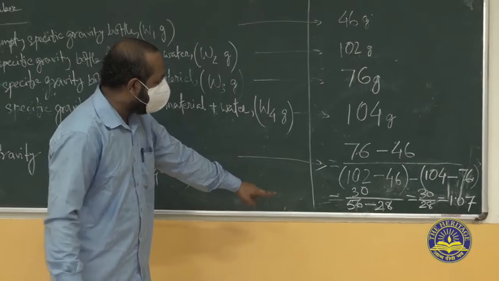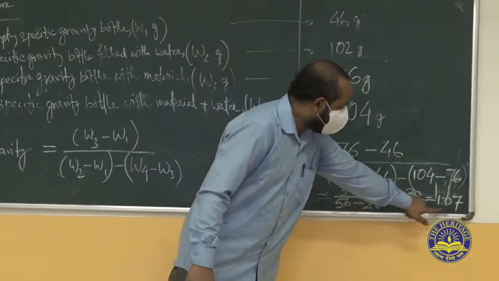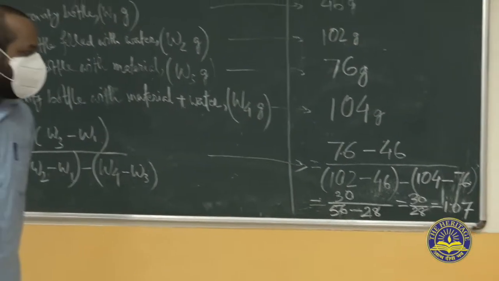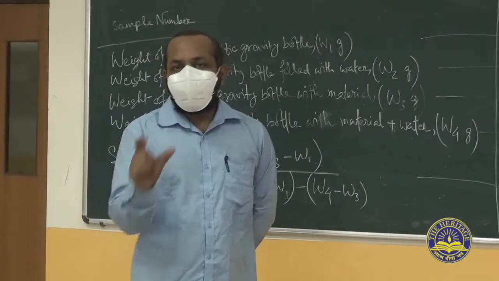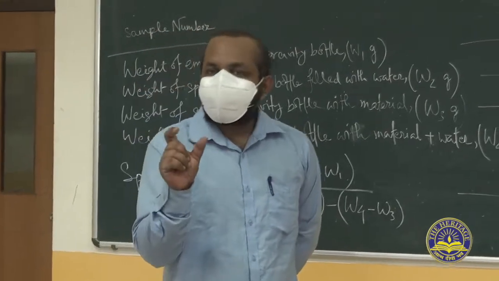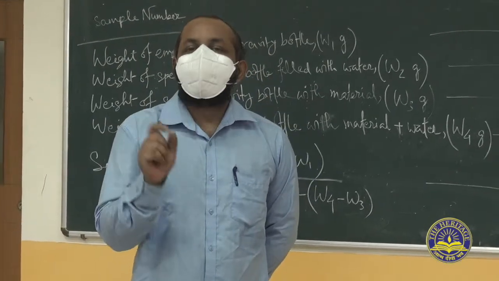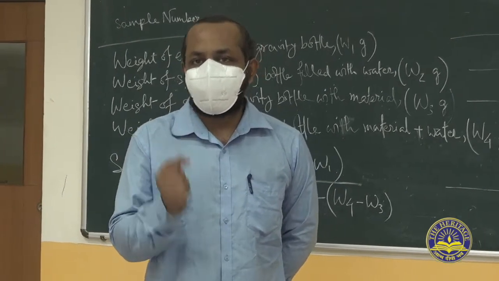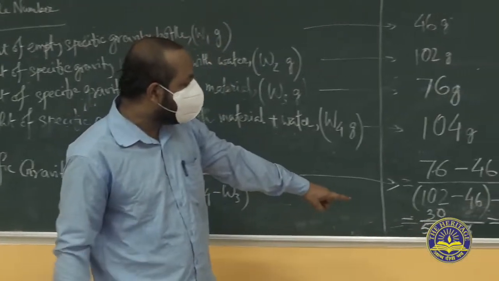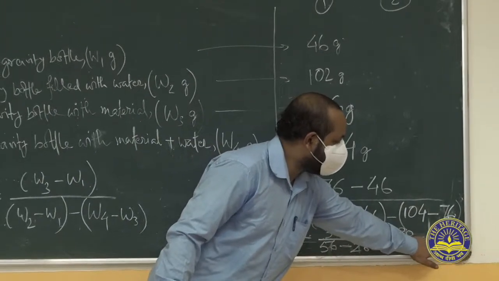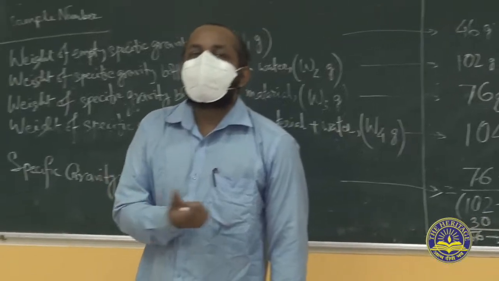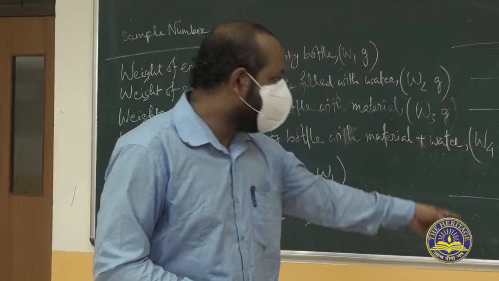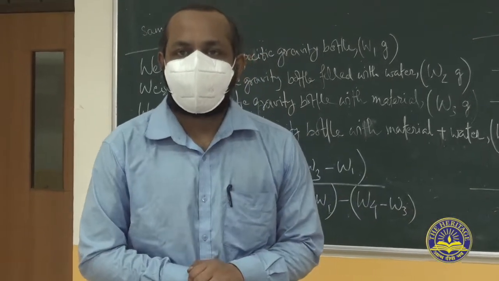After calculating all this, we will get the specific gravity of 1.07. As I said before, for pure bitumen the specific gravity comes within the range of 0.97 to 1.02. But in our case we are getting 1.07. That is maybe because some impurities are there in the bitumen, and that's why we are getting a bit higher value of specific gravity.